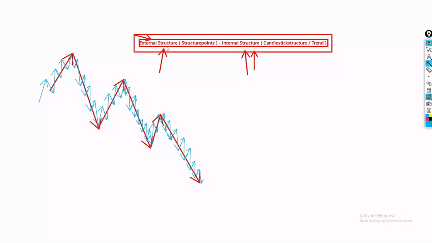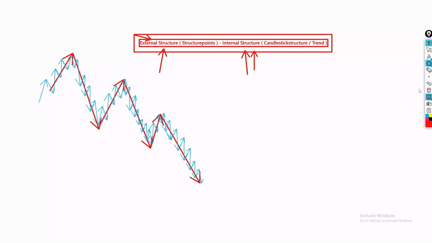Now, if I was to ask you a question: what is the external and internal structure within this market, which is essentially the same time frame? This is not looking at different time frames. This is just looking at the same time frame. So pause the video for a second and really answer the question of what is considered external and internal within this trend. Okay, now you had time to pause the video, because I'm going to be revealing the answer now.